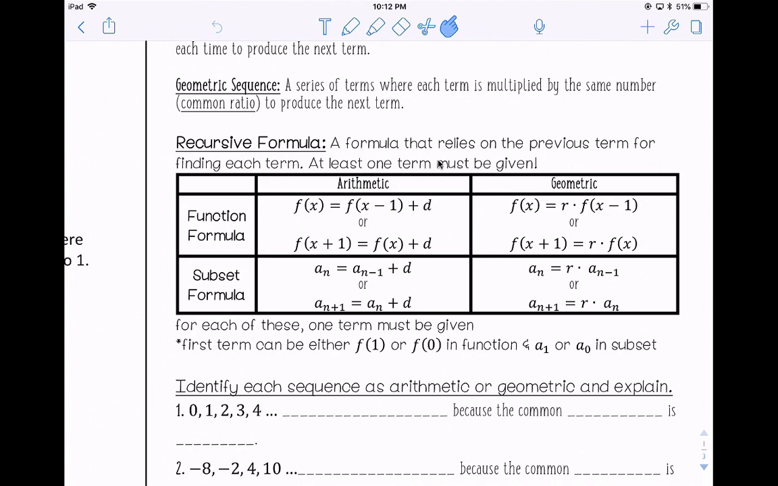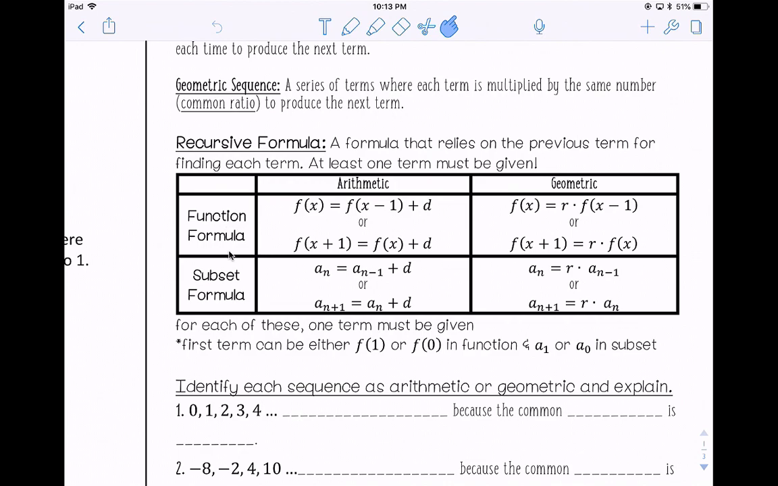At least one term must be given. Hopefully the first one, but sometimes that's not the case. They may give you one right in the middle of the sequence, and then you have to work both forward and backwards. But one term has to be given for you to know how to use that number to generate the sequence. So we have function notation, and I'm not sure that subset is the correct word, but I like the word sub just because it has the little numbers that are subscript. So I'm going to call it subset notation. I have no idea if that's correct, but we're going to call it that.